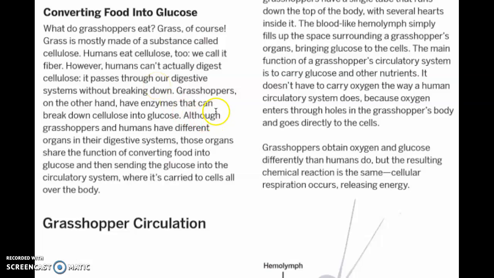Now we're going to see a difference here between humans and grasshoppers in their digestive system. Grasshoppers, on the other hand, have enzymes that can break down cellulose into glucose. Although grasshoppers and humans have different organs in their digestive systems, those organs share the function of converting food into glucose and then sending the glucose into the circulatory system where it's carried to cells all over the body. Okay.